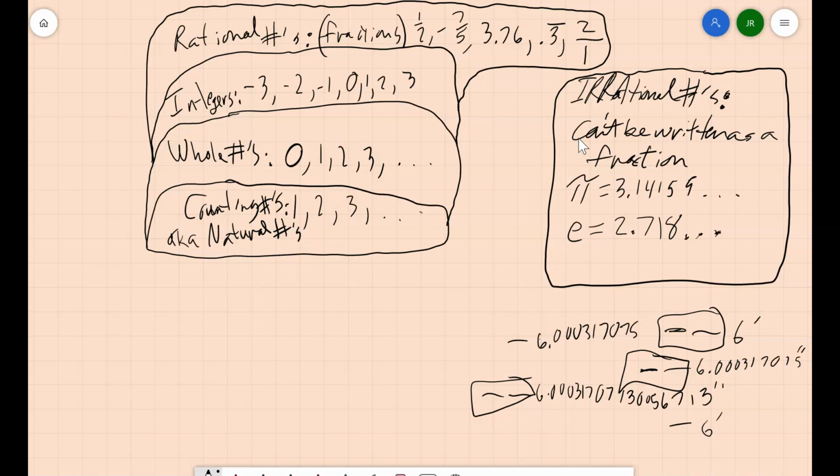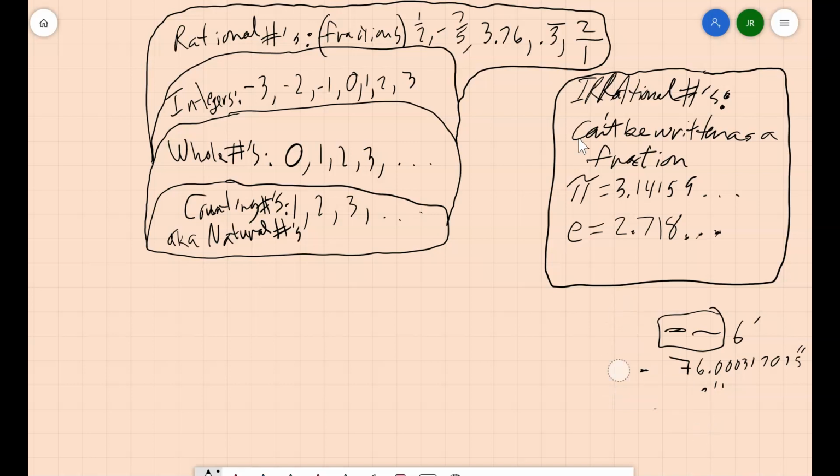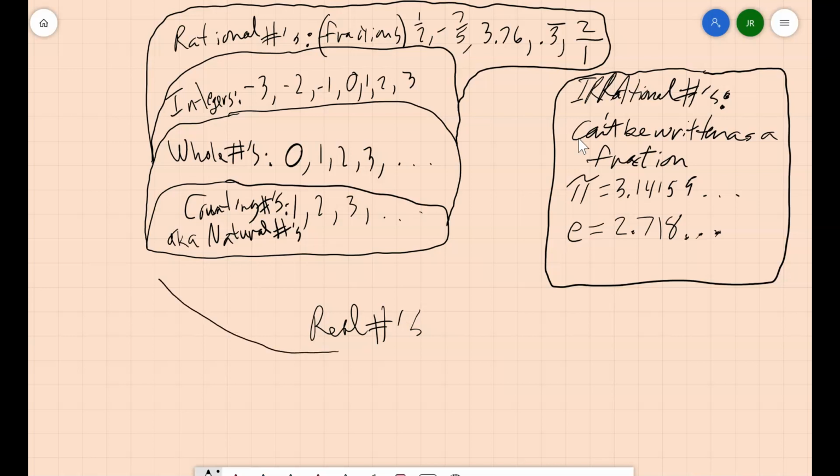All right, let me continue on with these number categories. The next set of numbers that we need to talk about are the real numbers. The one thing that the irrational numbers and the rational numbers have in common is that they are grouped in the real numbers.